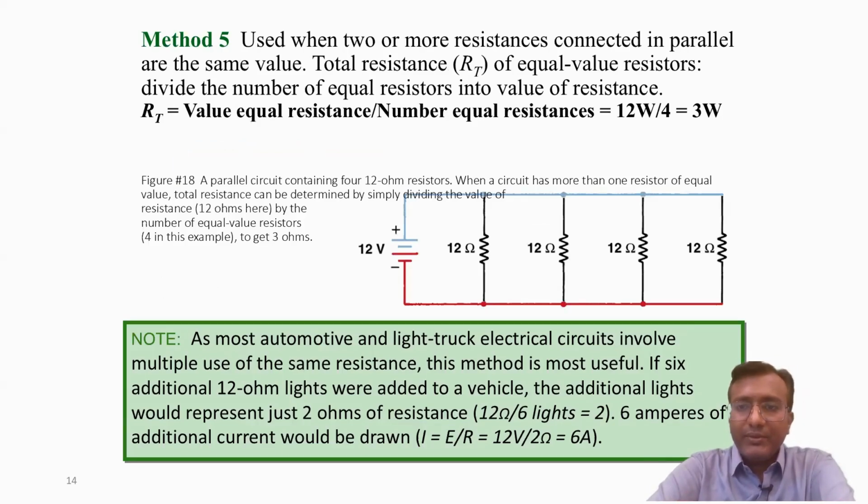Now in this method number 5, this is another method. Here you can see there are 4 equal values of resistance provided in the circuit. So from this formula we can get the total resistance, which is equal to the value of the equal resistance divided by the number of equal resistances. So it gives 12 divided by 4, which is 3 ohms.